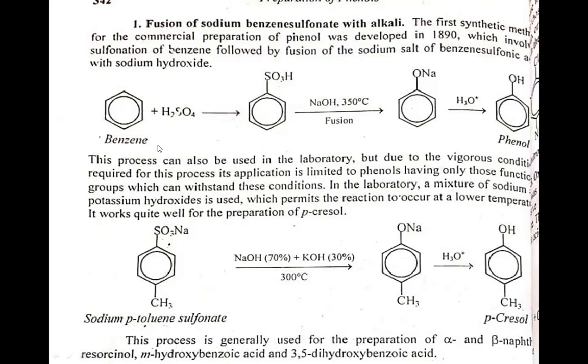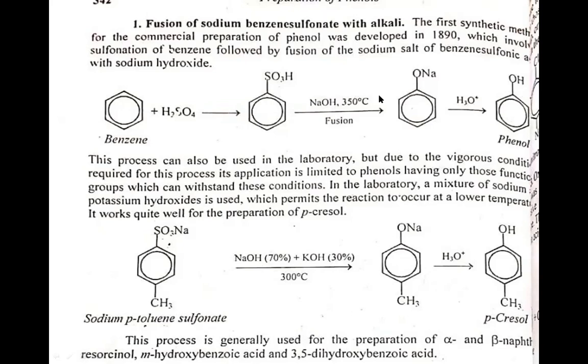So this process can also be used in the laboratory, but due to vigorous conditions. What are the vigorous conditions? That is 350 degree centigrade temperature, that is a high temperature. So this method cannot be used for those phenols which have already another group on benzene ring that can be destroyed at this high temperature.